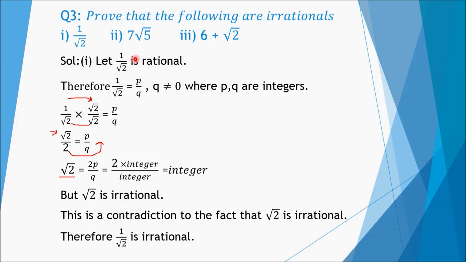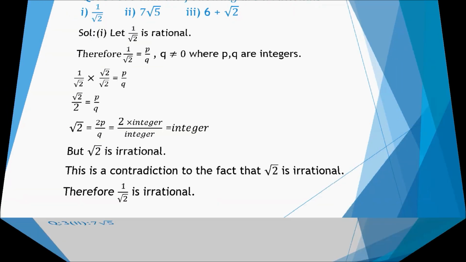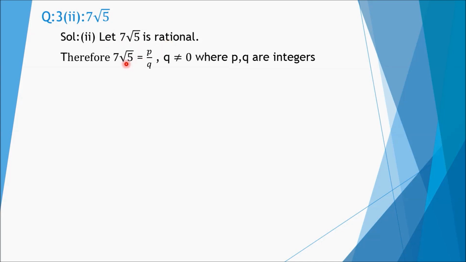Now let us move to the second part, that is 7 square root of 5. Again we will assume that it is rational. So let 7 square root of 5 be rational. By definition, 7 square root of 5 is equal to p divided by q, where q is not equal to 0 and p and q are integers. Now we will again apply the same principle of isolating the square root term. So square root of 5 will be equal to, we shift 7 to the other side, p divided by 7q.